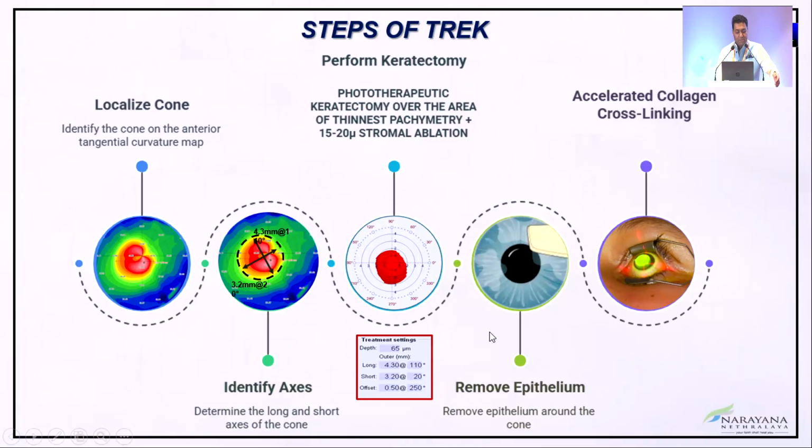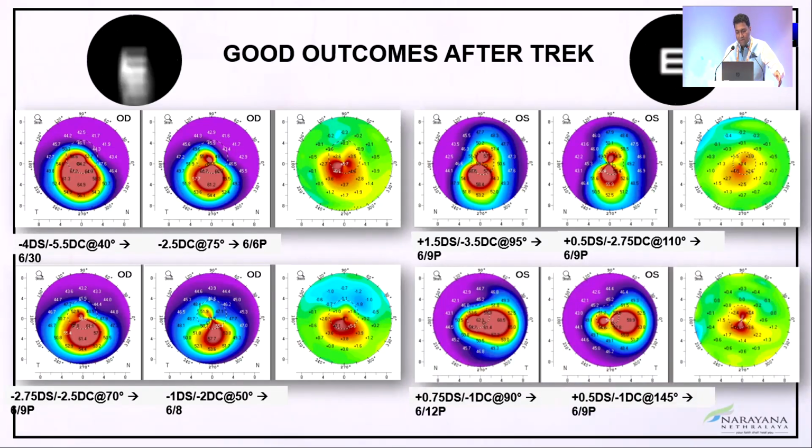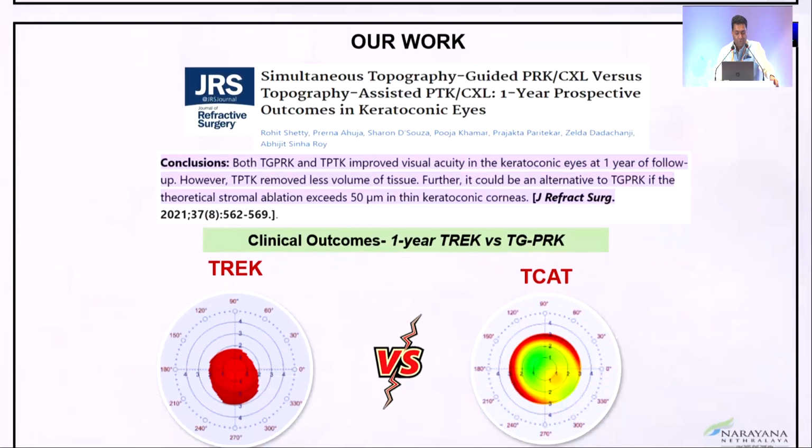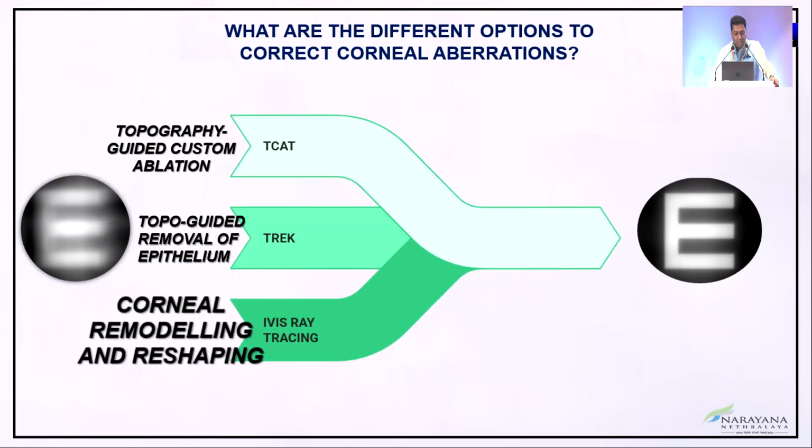Again, we published this work in JRS with long-term results, and it has been quite amazing how this can help in improving the quality of vision. These are just a few cases showing a very customized protocol. The Kymionis protocol showed that you can do a PTK and it improves the quality of vision. This is a combination of how we did it, with 1 year data of topo-guided treatment.